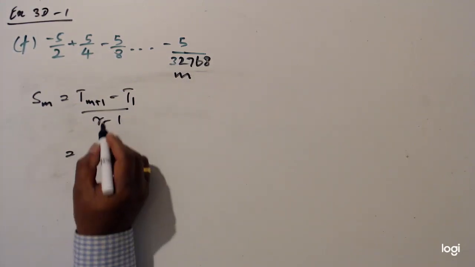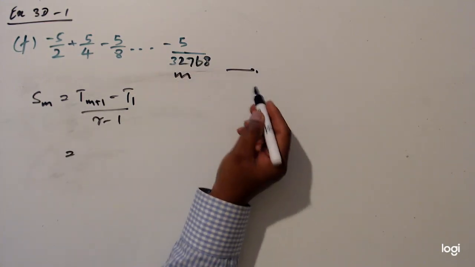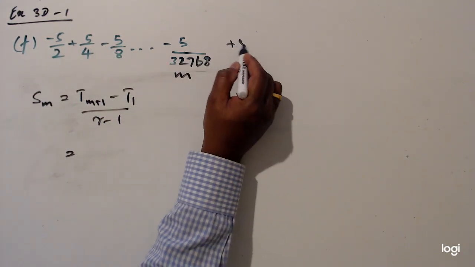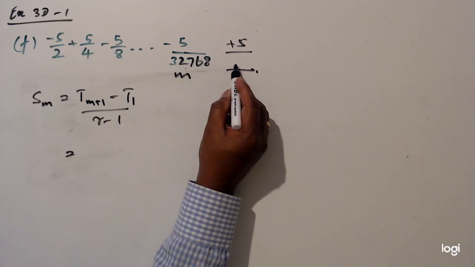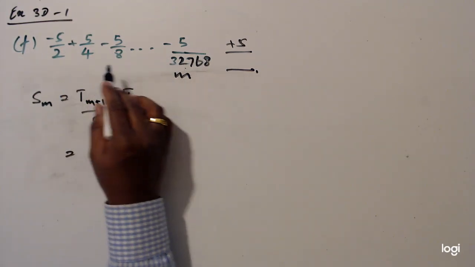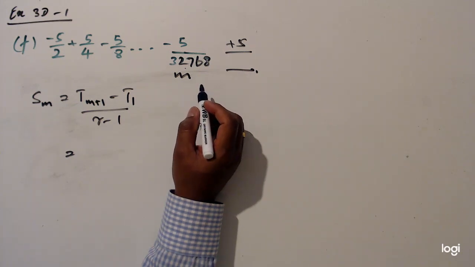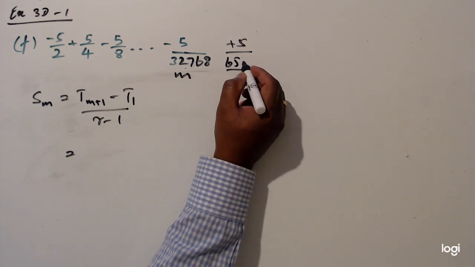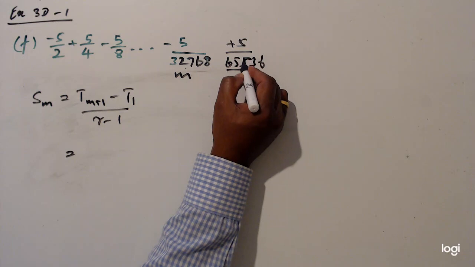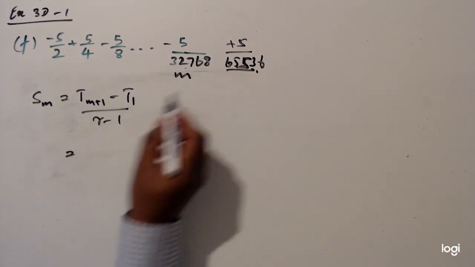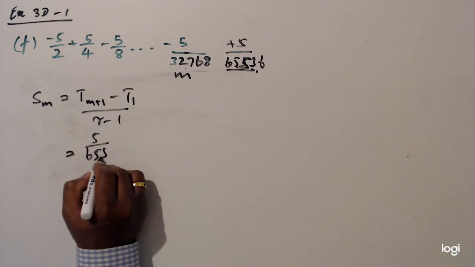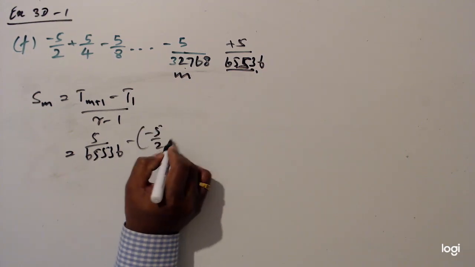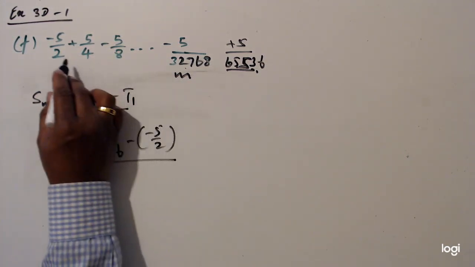So this is going to be t m plus 1. I need this term. So this term, negative, positive, negative, positive. Somehow this is negative. The other one should be positive 5. And I have to double this one. 2, 4, 8, so it's doubling. So 32, let me work out. So this is 65536. So then Tm plus 1 is 5 over 65536 minus T1 is minus 5 over 2, over r minus 1.